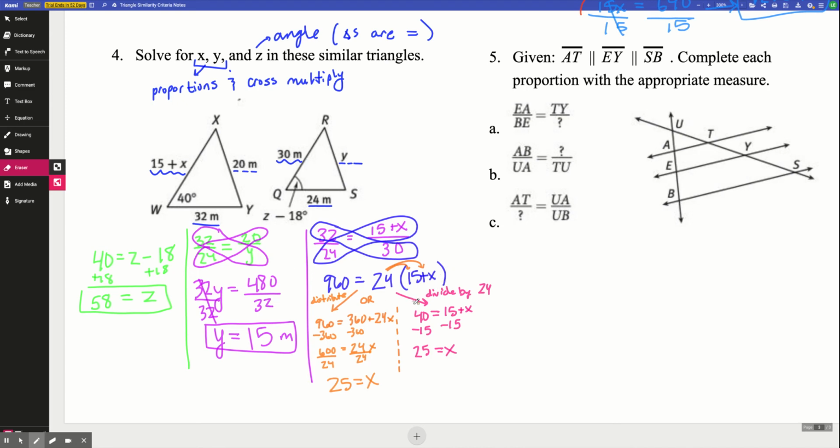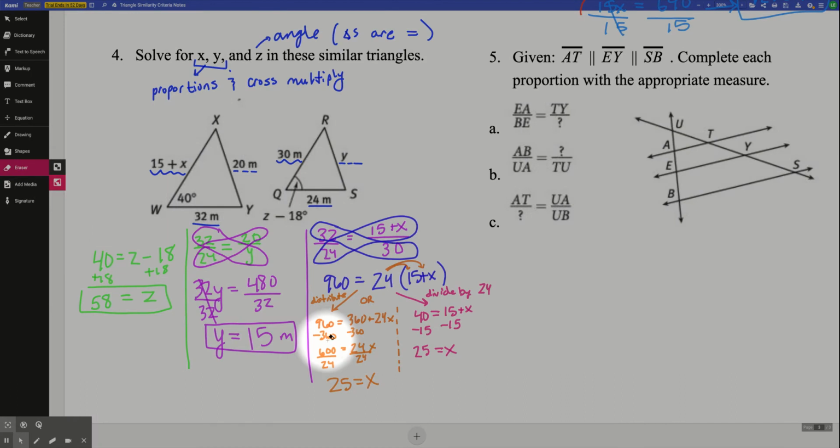Once you get here, you have two options, and I showed you both. So the first option would be to distribute the 24 into the parentheses to get 960 equals 360 plus 24x. So that was my first option, to distribute.